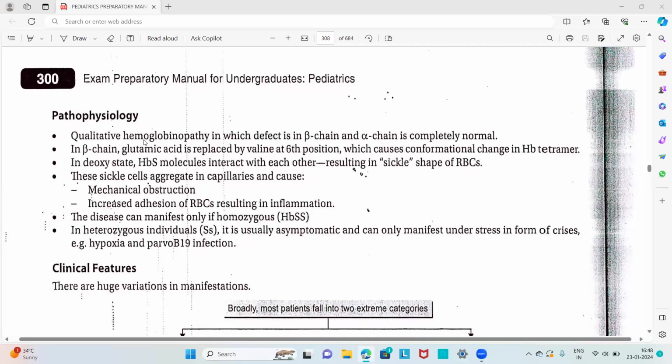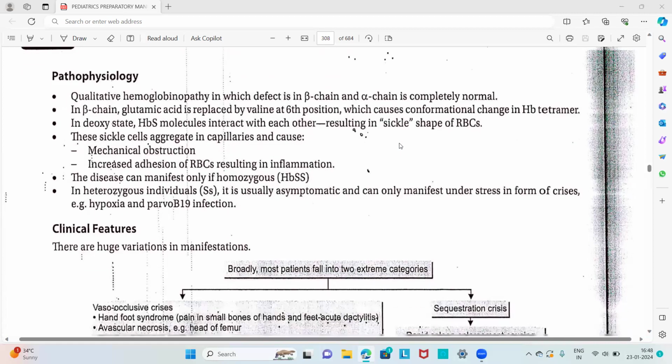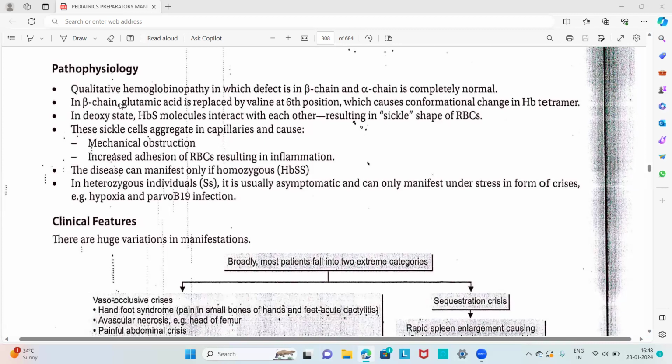There is no defect in the quantity, but in thalassemia, there will be a decrease in the quantity of beta chain production. But here, it is not a quantitative hemoglobinopathy. It is a qualitative hemoglobinopathy in which the defect is in the beta chain, and the alpha chain is completely normal. In the beta chain, glutamic acid is replaced by valine at the sixth position.